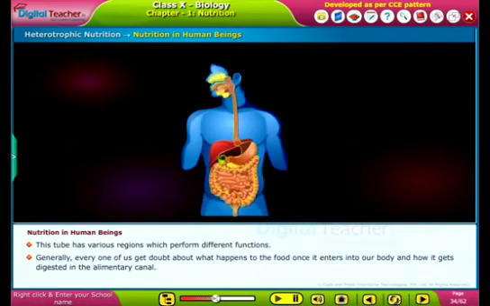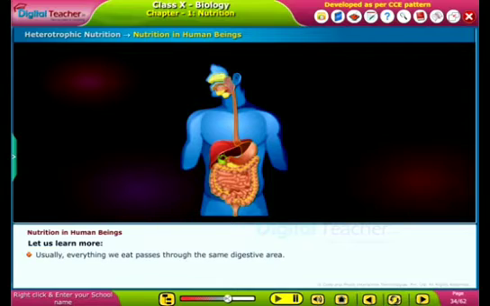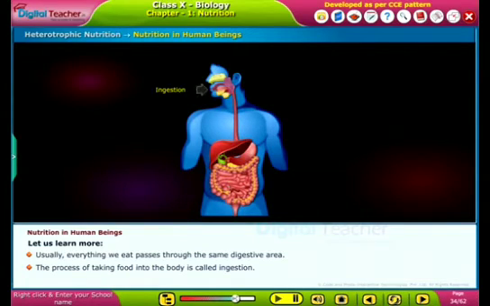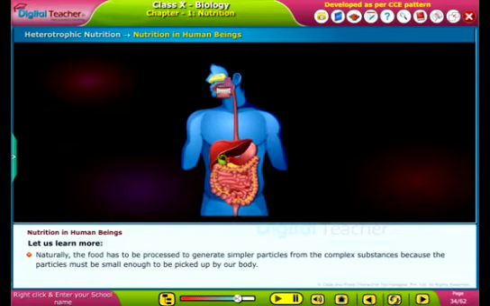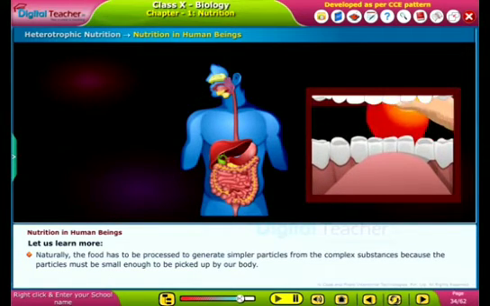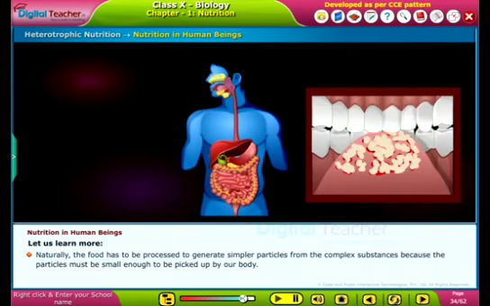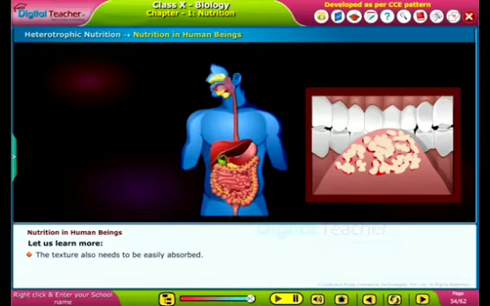Generally, every one of us has a doubt about what happens to the food once it enters our body and how it gets digested in the alimentary canal. Let us learn more. Usually, everything we eat passes through the same digestive area. The process of taking food into the body is called ingestion. Naturally, the food has to be processed to generate simpler particles from the complex substances, because the particles must be small enough to be picked up by our body. The texture also needs to be easily absorbed.